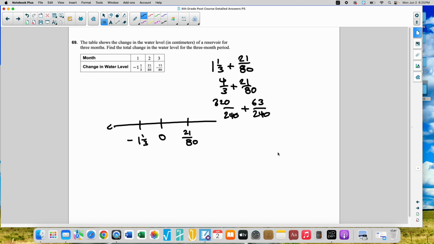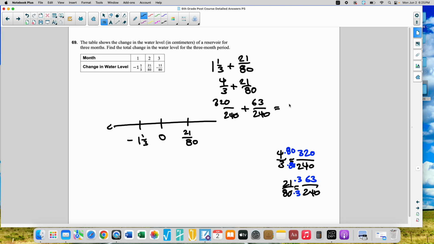So how did I do that? I found 4/3 is equivalent to how much? 240ths. So I know that I'm multiplying by 80. So I have to multiply the numerator by 80. That's how I got my 320. And then when I wanted to convert 21/80 to 240, I knew that I was multiplying by 3. So I multiply that by 3 and get 63. So that's how I got those common denominators.